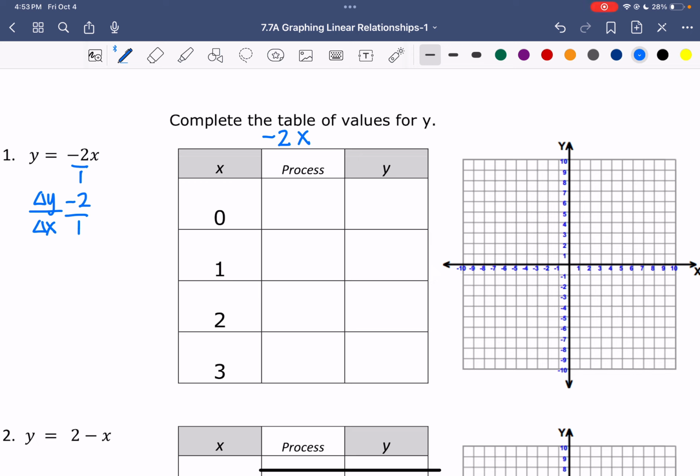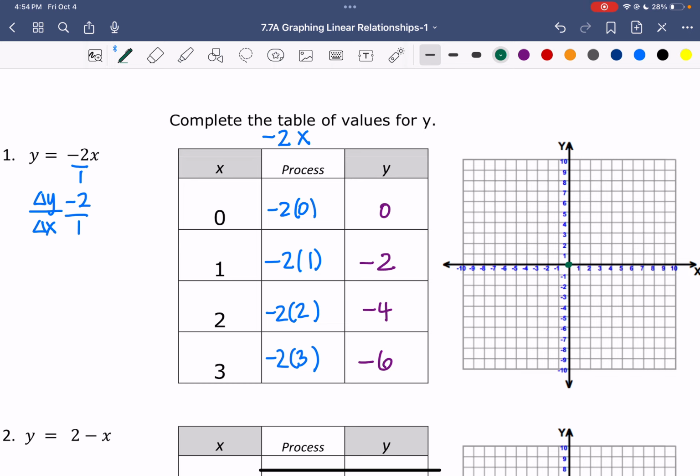Okay, so we're going to plug in our x values. And this one will be proportional because there's nothing after the x. Those are my terms that I'm going to use. This would be 0, negative 2, negative 4, 3 groups of negative 2, negative 6. So now I have my ordered pair 0, 0.